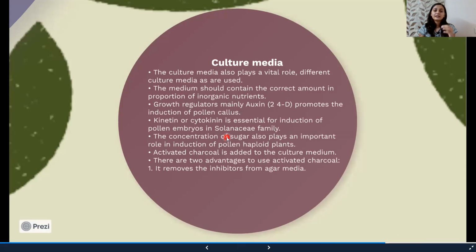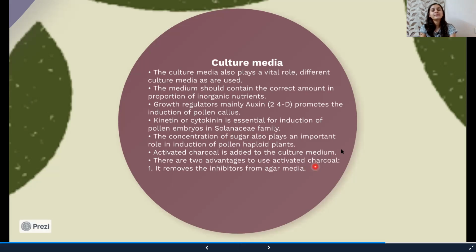The media should contain the correct amount of growth regulators and inorganic nutrients. The growth regulator mainly used in such cultures is auxin, which promotes the induction or the division of pollen callus. Kinetin or cytokinin is essential for induction of pollen embryos in Solanaceae. So this is an example in which kinetin induces the formation of embryos in the Solanaceae family.